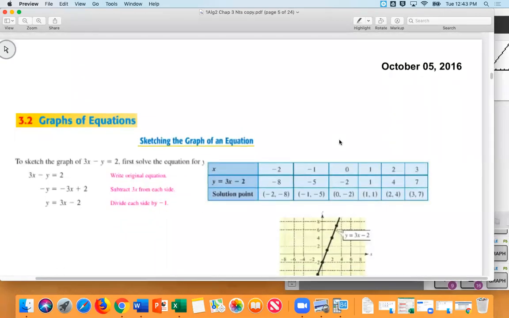And that brings us to the 3.2, right? Yeah. All right.